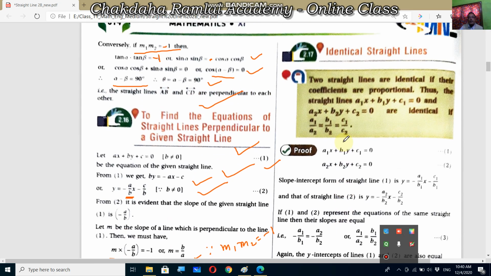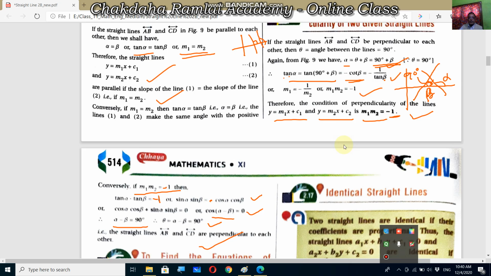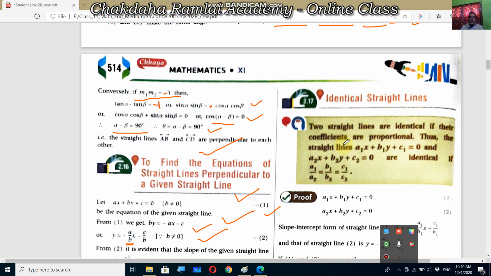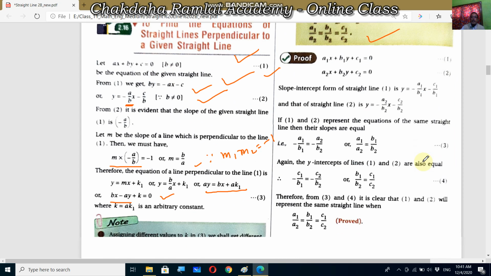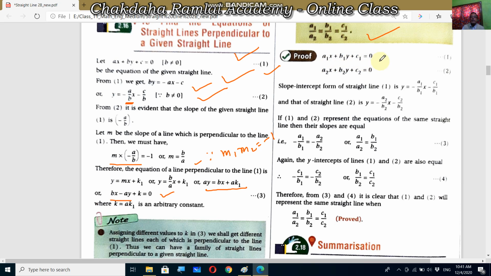Next, identical straight lines. Two straight lines are identical if their coefficients are proportional. Thus, the straight lines a1x plus b1y plus c1 is equal to 0 and a2x plus b2y plus c2 is equal to 0 are identical if a1 by a2 is equal to b1 by b2 is equal to c1 by c2. Proof: a1x plus b1y plus c1 is equal to 0 and a2x plus b2y plus c2 is equal to 0. This is 1, this is 2.